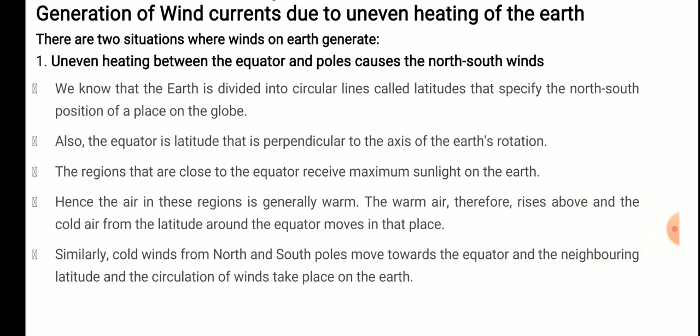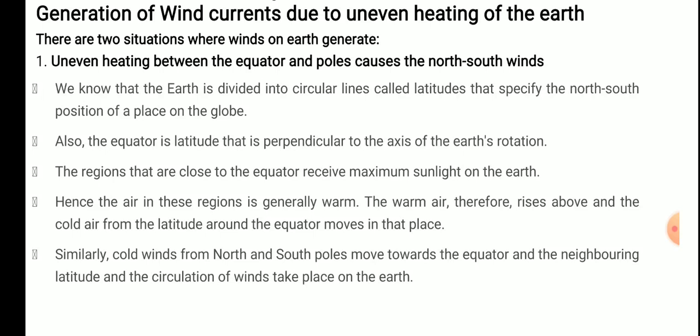So the regions that are close to the equator receive maximum sunlight on the earth, hence the air in these regions is generally warm. The warm air therefore rises above, and the cold air from the latitude around the equator moves in that place. Similarly, cold winds from north and south poles move towards the equator and the neighboring latitude, and the circulation of winds takes place on the earth.